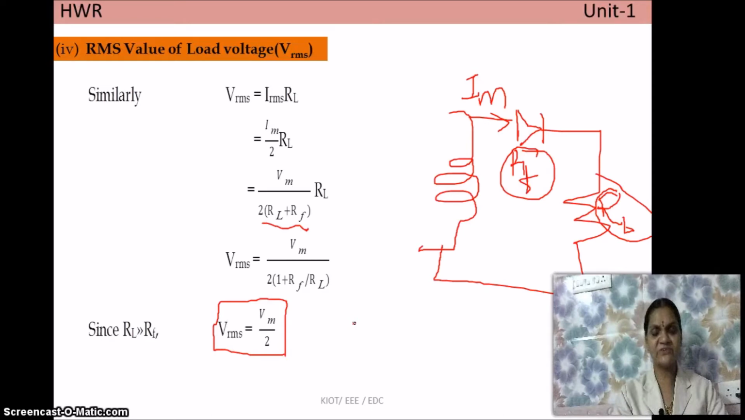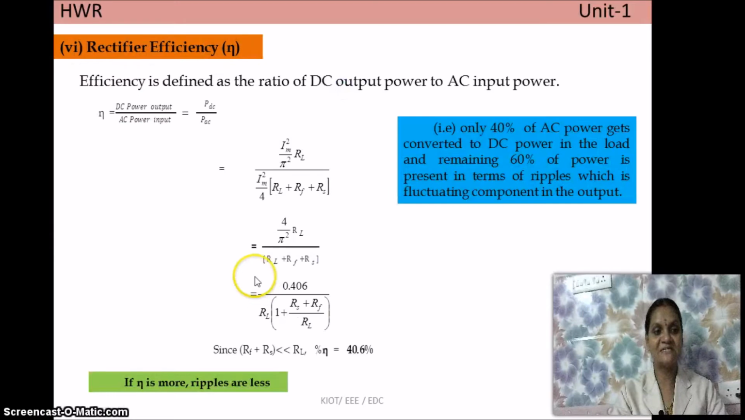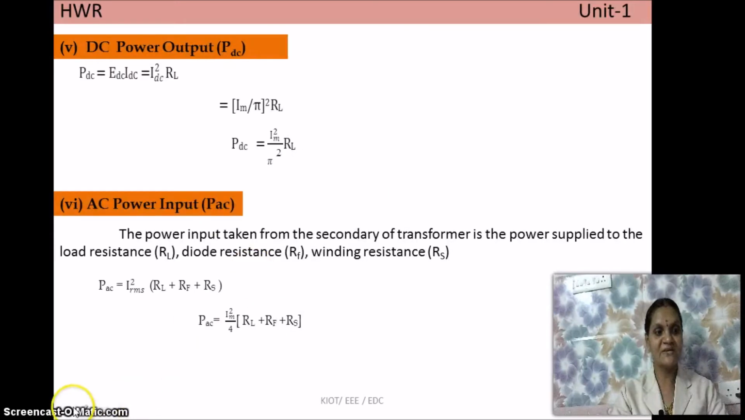So we have calculated load voltage, load current, RMS value of voltage and RMS value of current. Next we have to calculate the power. The DC power output is PDC. We know the formulas for power: one formula is P equals V into I, and another formula is I square into R. I have used both formulas here.